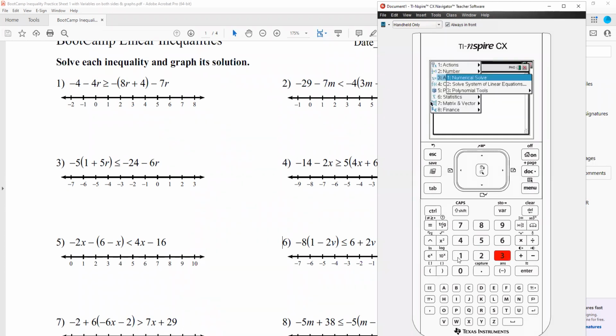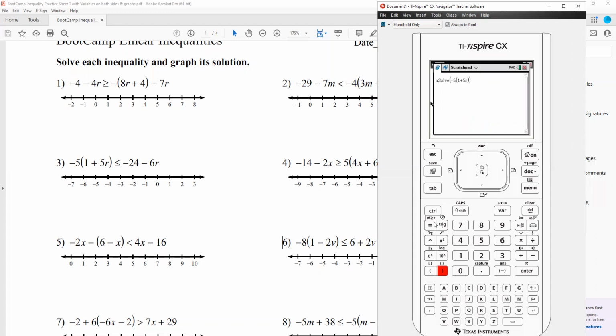I'm going to do menu 31. And then I'm just going to enter this inequality, but I'm going to replace the inequality with the equal sign so I can find the boundary point. So I'm going to go -5, parentheses, 1 plus 5r.